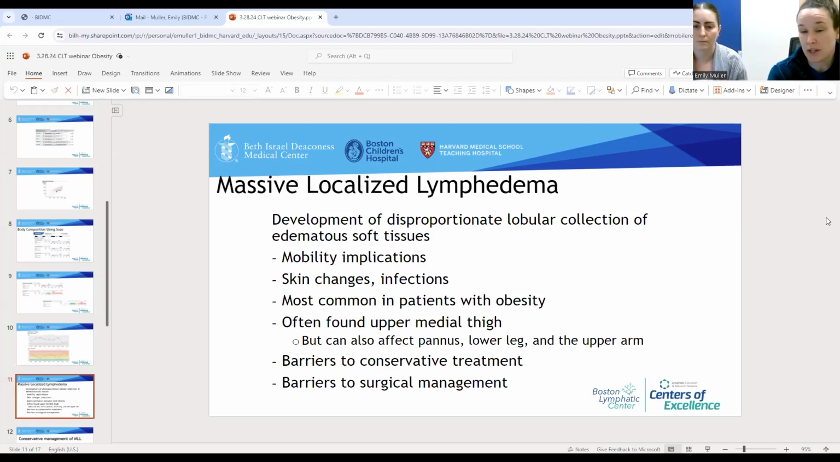There are a lot of barriers to conservatively managing these patients, which I'll go over in a case. And there are also barriers to surgical management. A lot of people walk through the doors and they're like, can you just cut this off? There are risks and considerations for that as well.